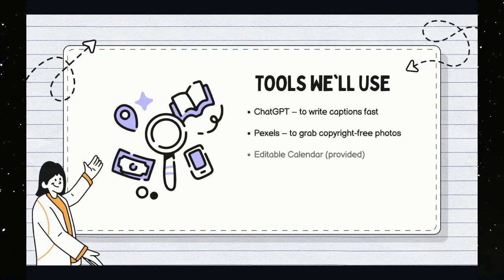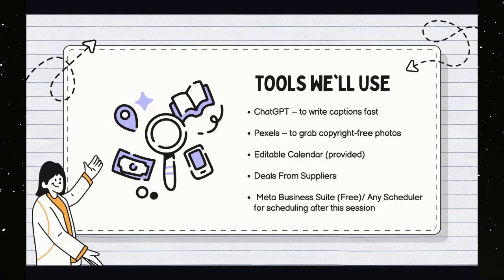Let's keep going. All right, so tonight we're going to actually be setting up the content that you guys are going to be posting next month. So we're going to go over several different tools. The most popular one we're going to use obviously is ChatGPT because it's going to write all of our captions, etc., very fast. We're also going to go to Pexels. So Pexels is great to grab copyright-free photos. So I'm going to show you guys that. You can also use Unsplash if you want. They're the same thing.